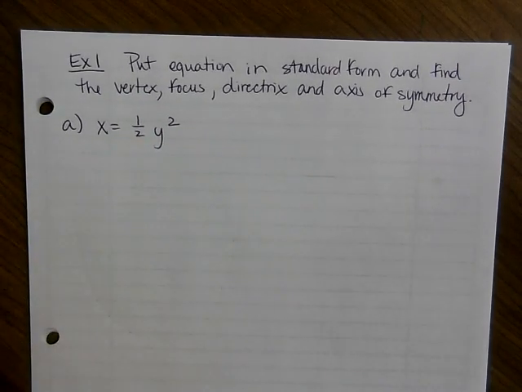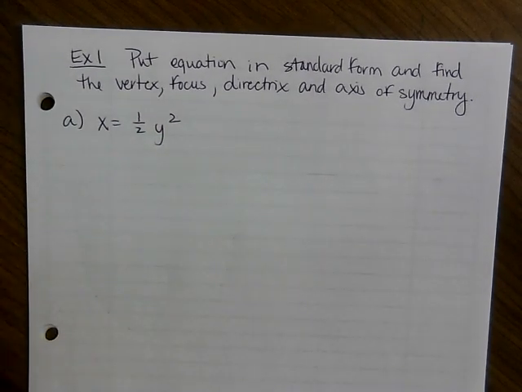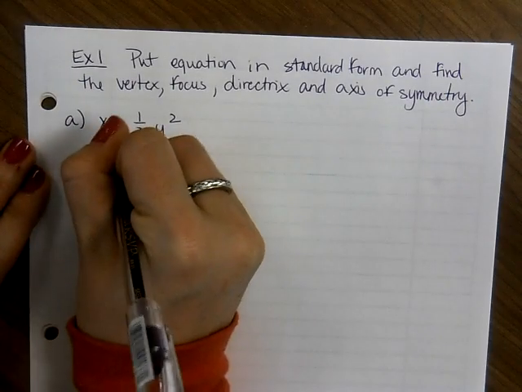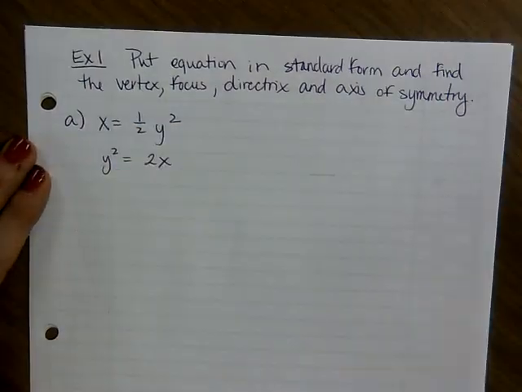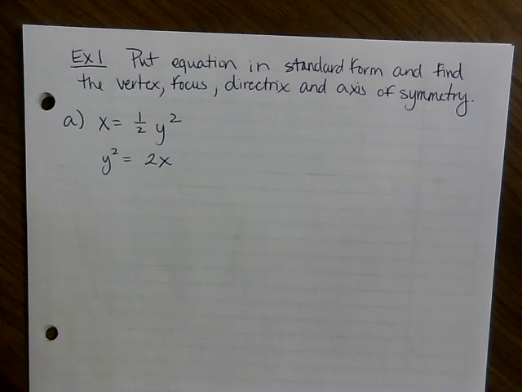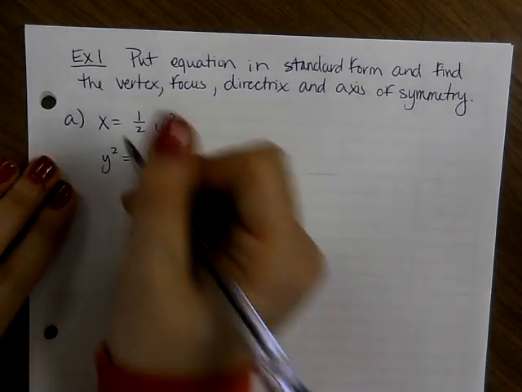No, because the y squared term has to be on the left by itself. So it's really easy to manipulate this one, right? Couldn't you just multiply by 2 on both sides? So we would have y squared equals 2x. Okay, so now this is in standard form. We're done with that piece.